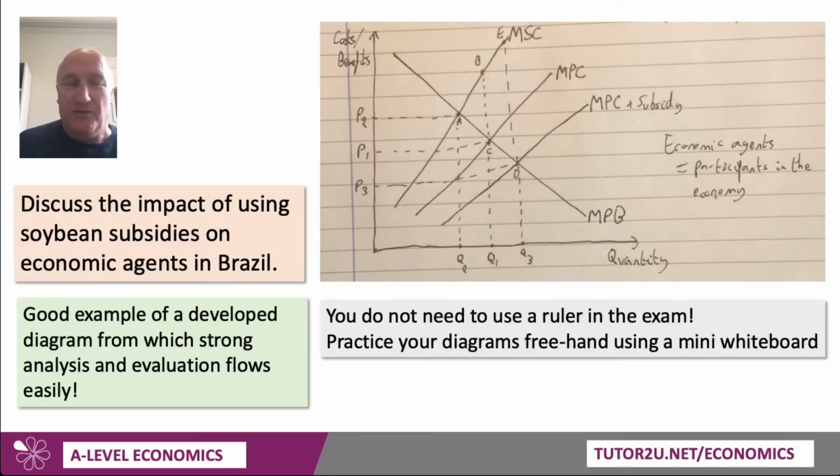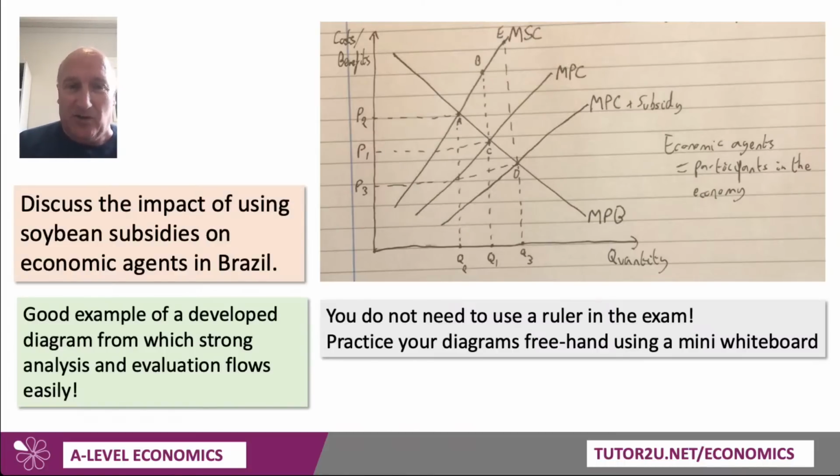Here's another good example for you. This is a good example of what I mean by a developed diagram. Let's take a moment on this one, if that's okay with you. The question was, discuss the impact of using soybean subsidies on economic agents in Brazil. Really good question. Sort of a market failure stroke development question in a way, but using micro.